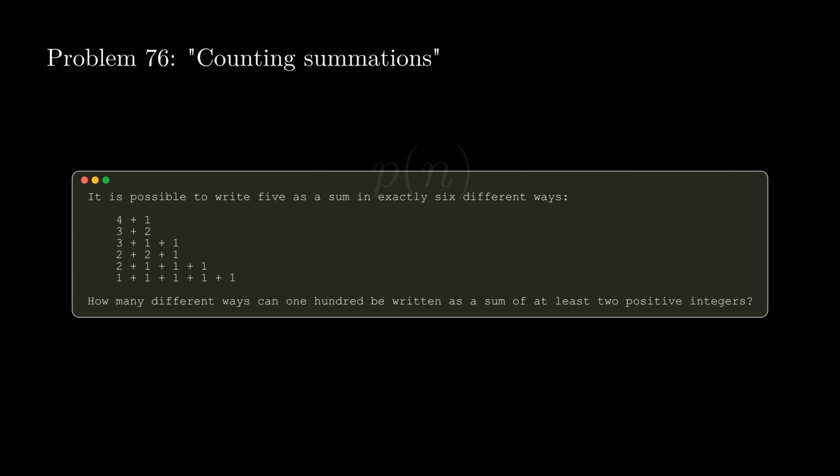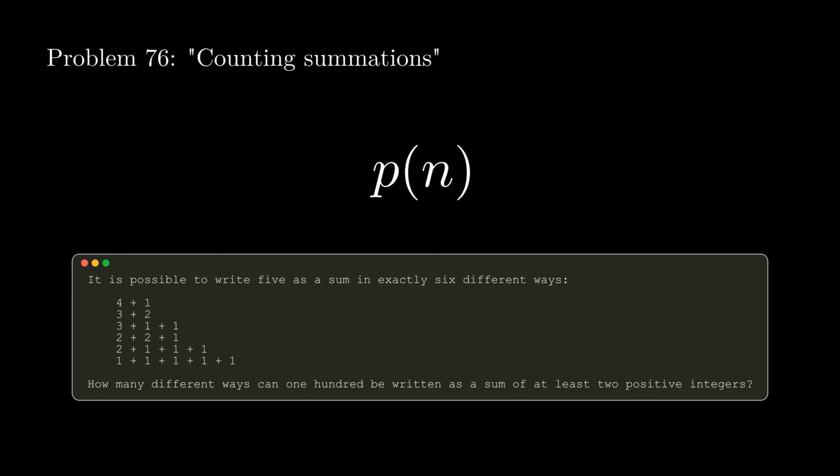What we are asked here is called the partitions of an integer, which is written as p of n. Except we need to subtract 1 from it since we are not counting the number itself, whereas the partition function does count it. So, we are searching for p of 100 minus 1. But actually, a recurrence relation can be found to simplify the work.